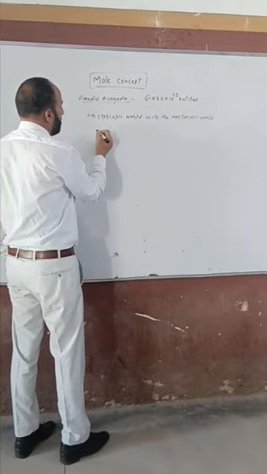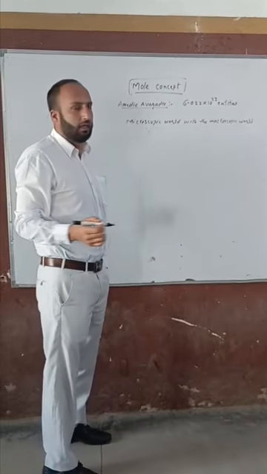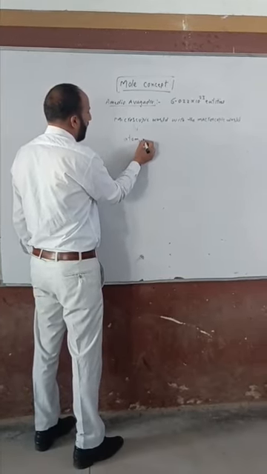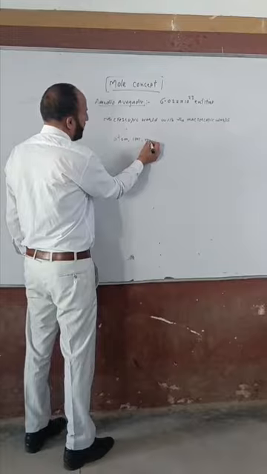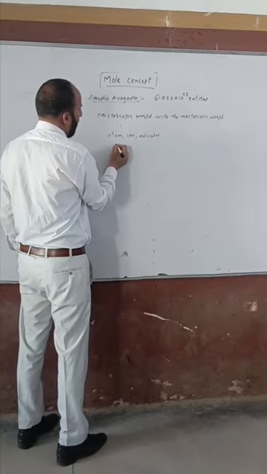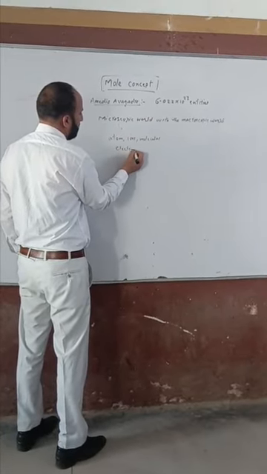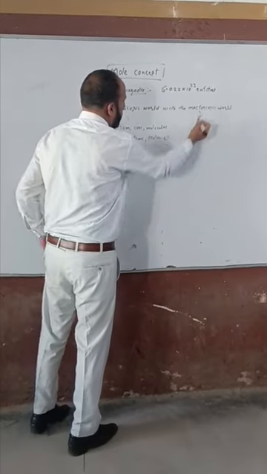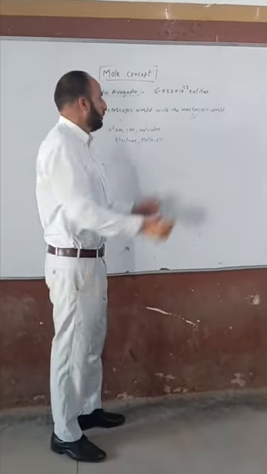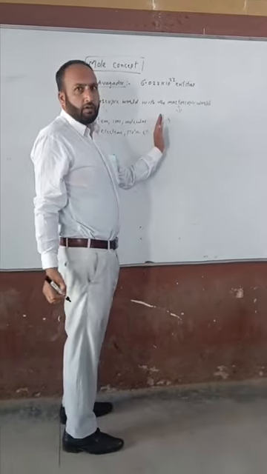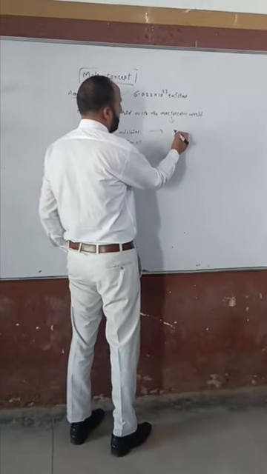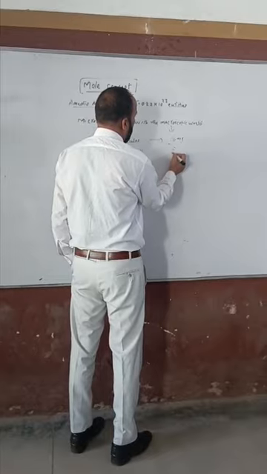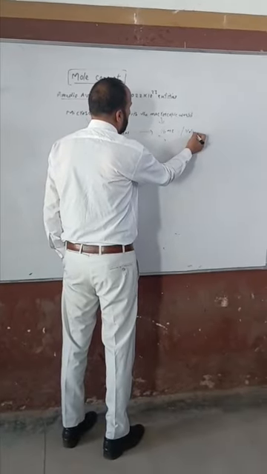Microscopic means we are calculating the number of small particles, for example atoms, ions, molecules, electrons, protons, etc. In macroscopic, how do we link? We can measure their weight, that is mass, in terms of grams or in terms of volume.